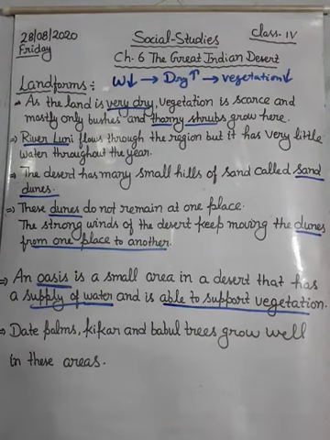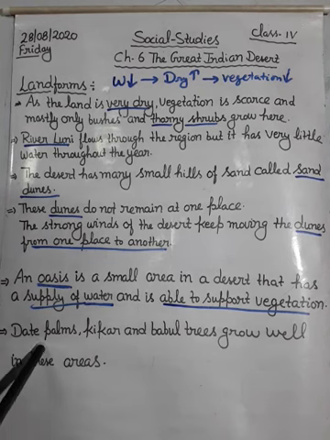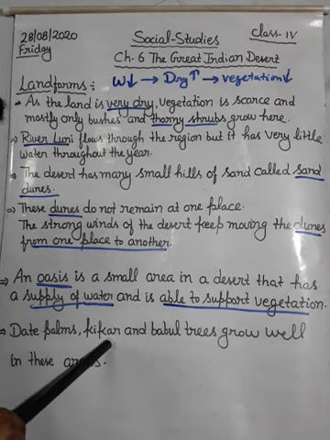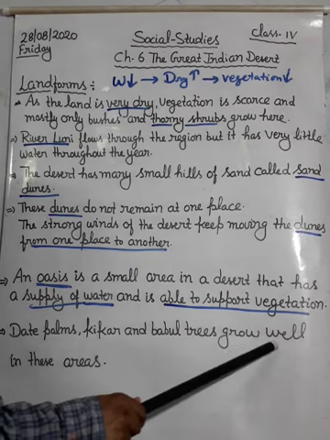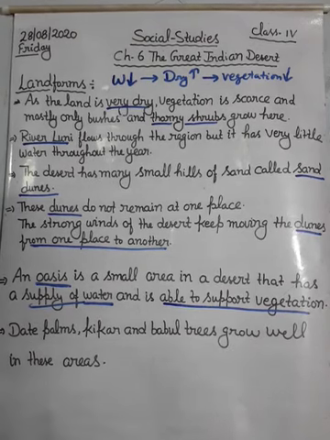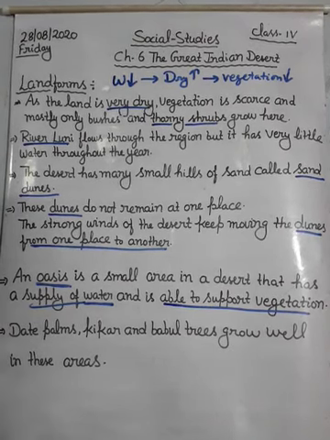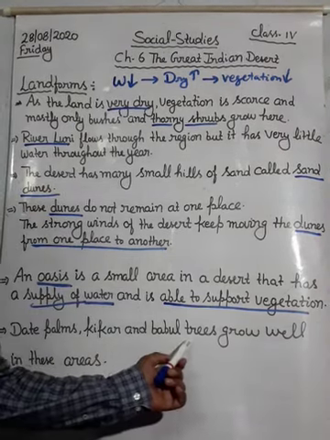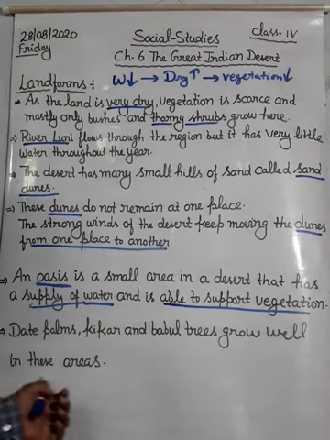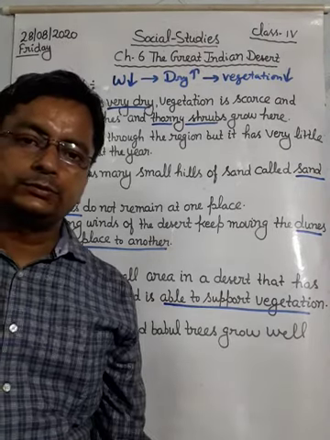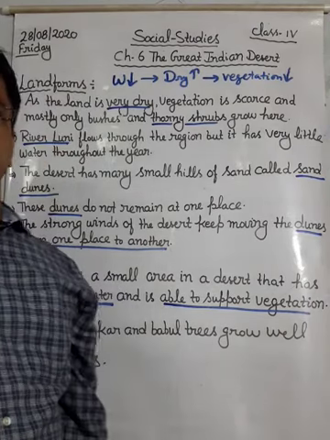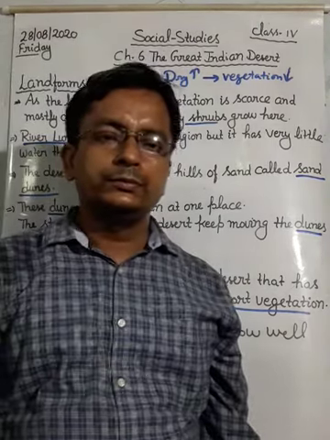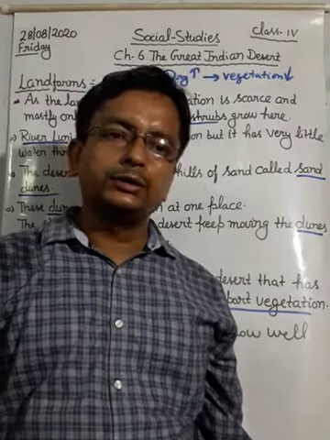And some important plants that grow there: date palms, kikar and babool trees grow well in these areas. Date palms, kikar and babool trees grow well in these areas. So these are the important trees that grow in the desert region.